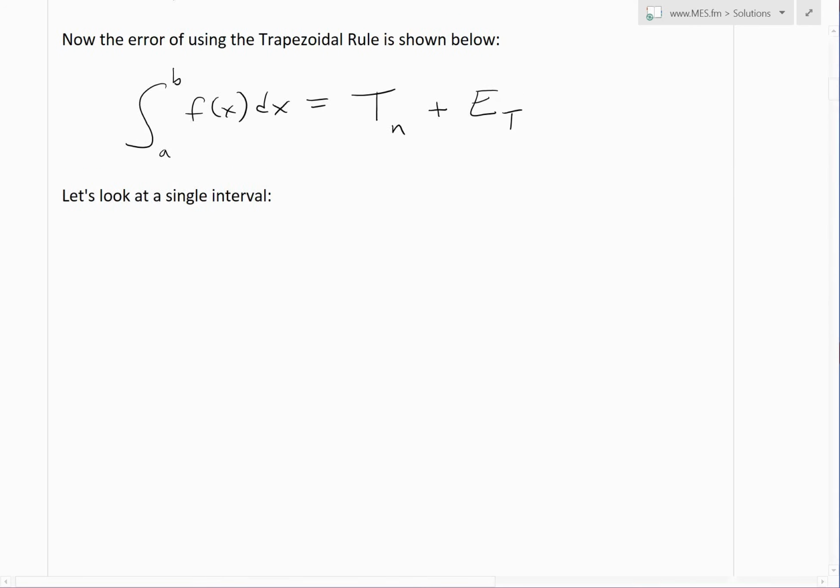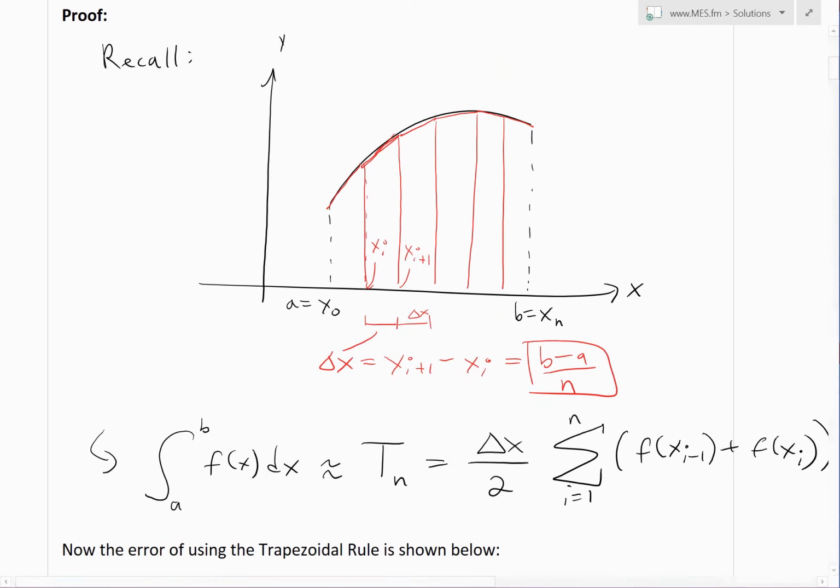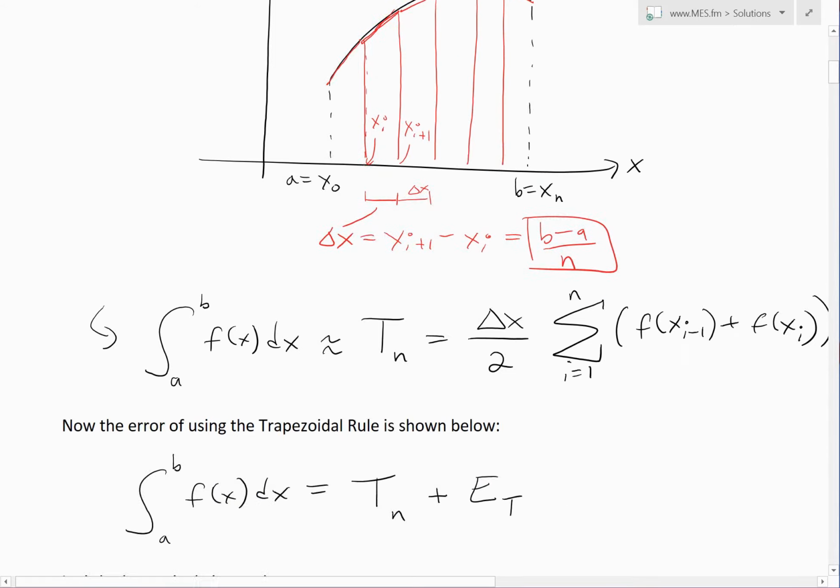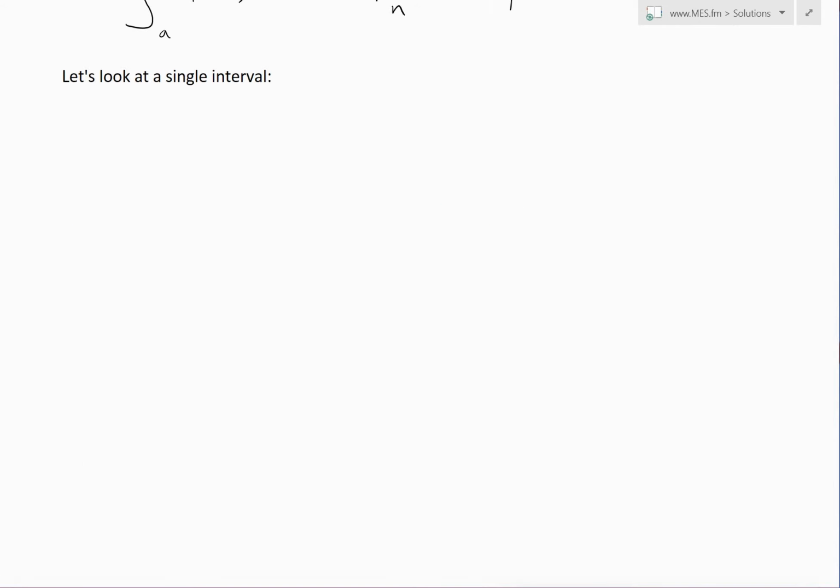Now let's look at a single interval of this. If we take this part right here and zoom in and make it look really big so we can have a better idea, we have, let's say, the function looks something like this, and this is at xi, and this is at xi plus 1.